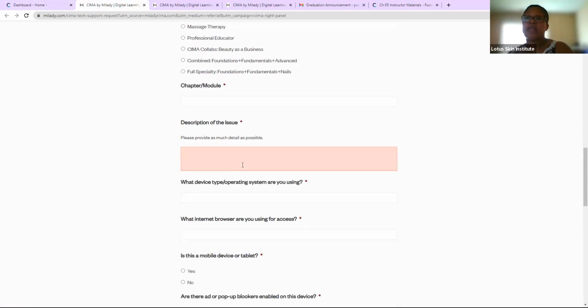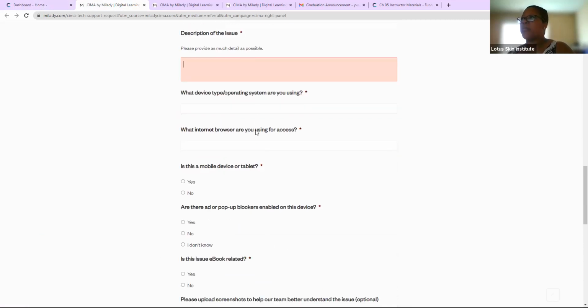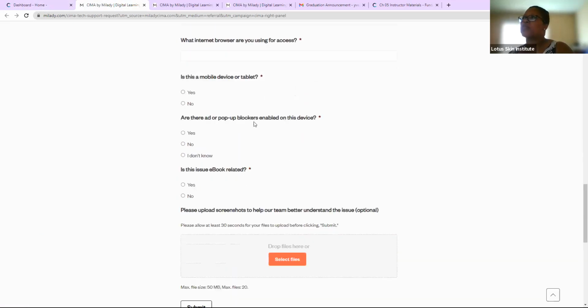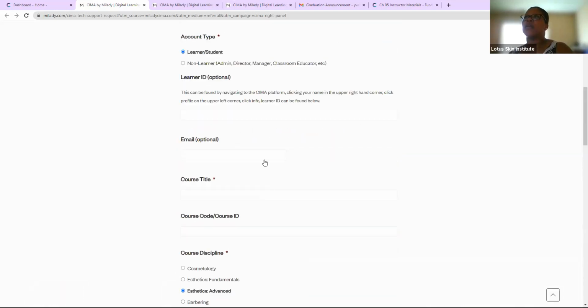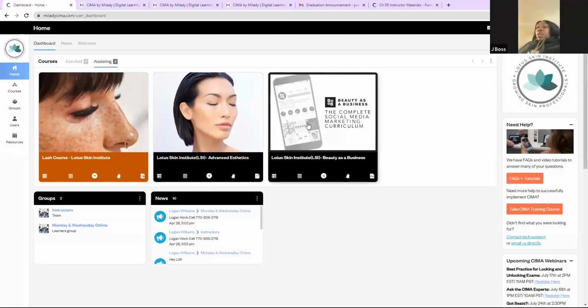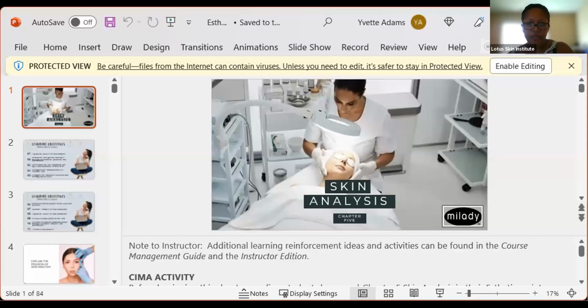Description of the issue, go ahead and put that you don't have access to the Lash course, your operating system, your internet browser, whether or not you're using a mobile device or if you're on your computer, say no. Answer this one, yes, no, or I don't know. Is this ebook related? Yes, but it's the whole course really. So just make sure you say that in the descriptive part. And I don't know if there's really a screenshot to do here, but then submit that. I will go ahead and put a ticket in and see what happens with that as well. All right, let me switch my screen share over to my PowerPoint.